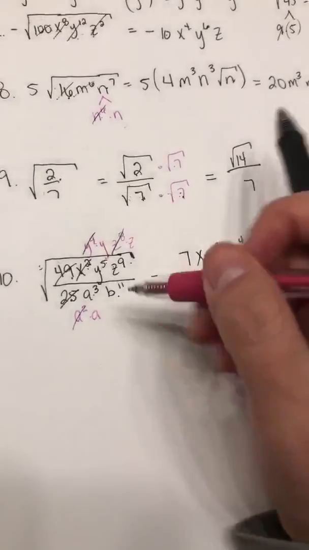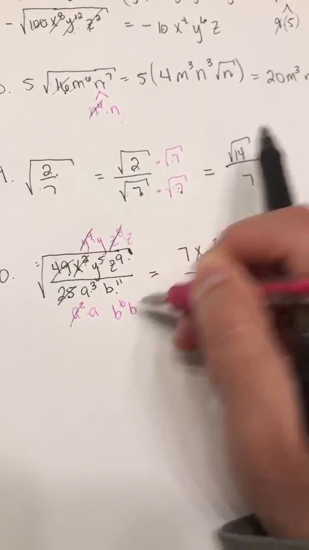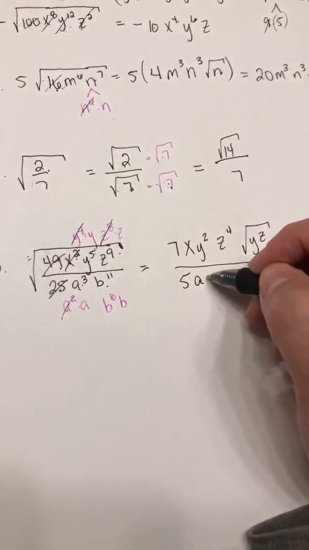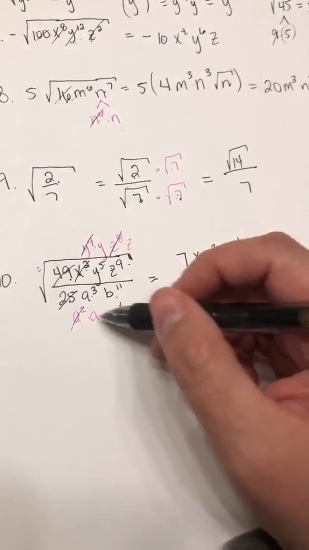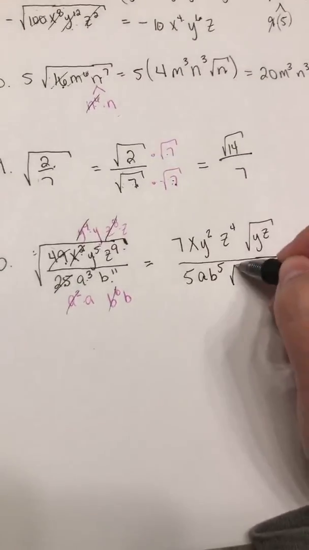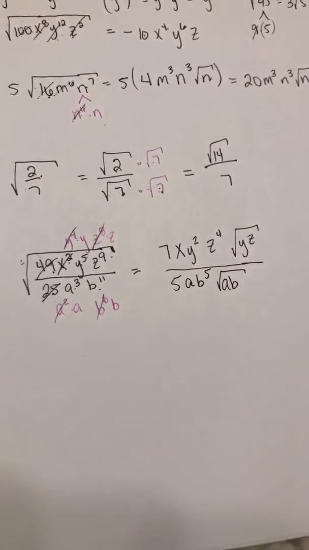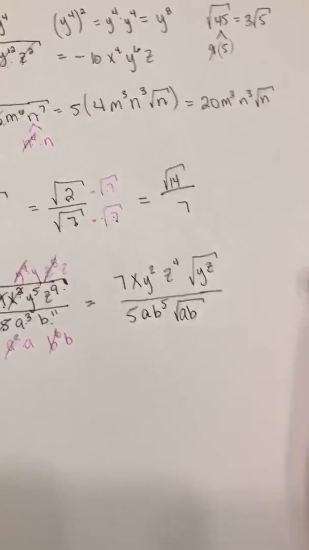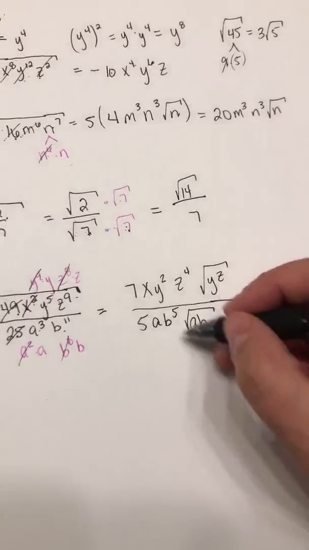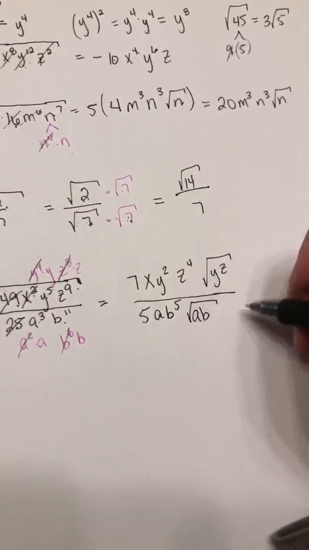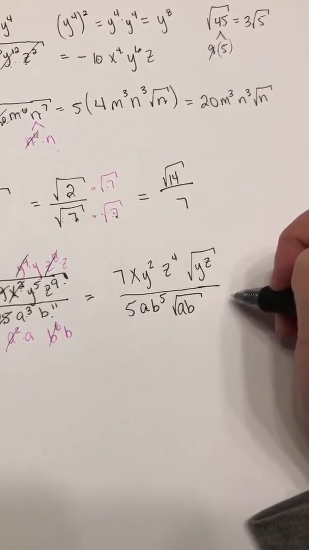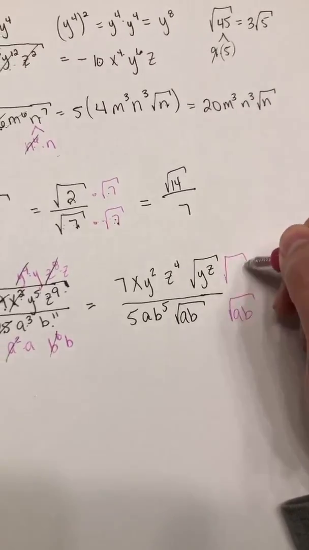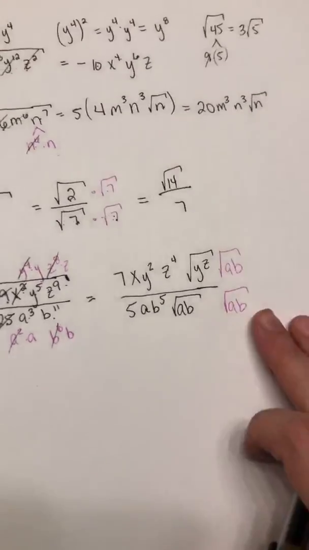B to the 11th, I'm going to break it into b to the 10th times b. So 2 goes into 10 5 times, so the square root of b to the 10th is b to the 5th. So that's gone, so now all I've got left inside my radical is the square root of ab. And again, you do not want to keep radicals in the denominator. So to get rid of a radical, if it's just the radical of a product like this, you're just going to multiply by the radical, and because whatever you do to the denominator, you have to do to the numerator, you're going to multiply it on the top and the bottom.